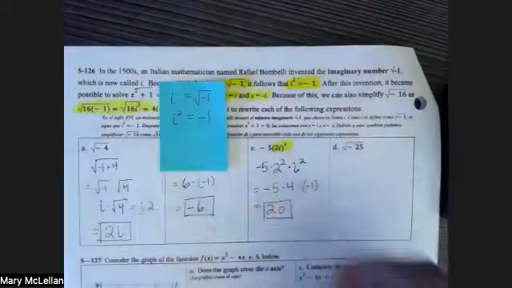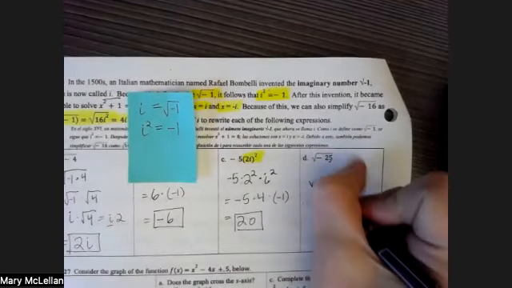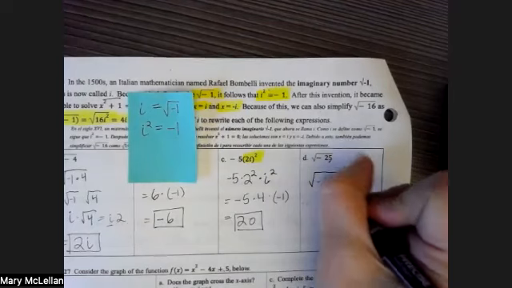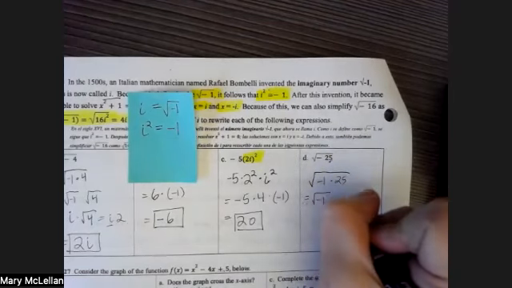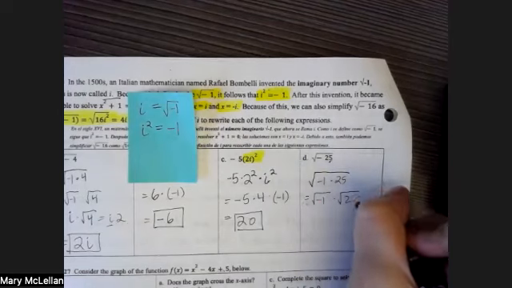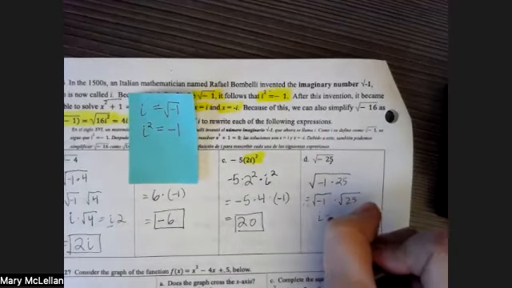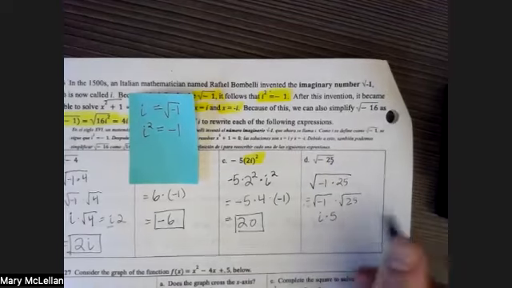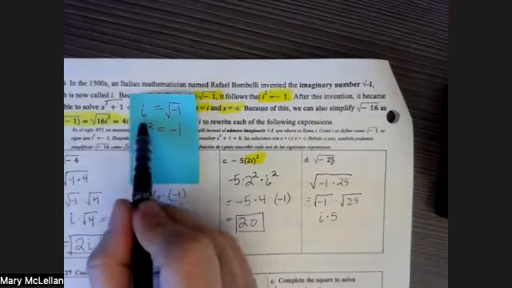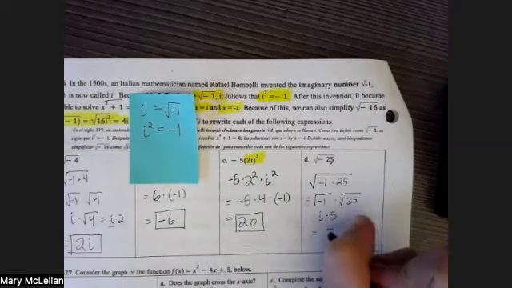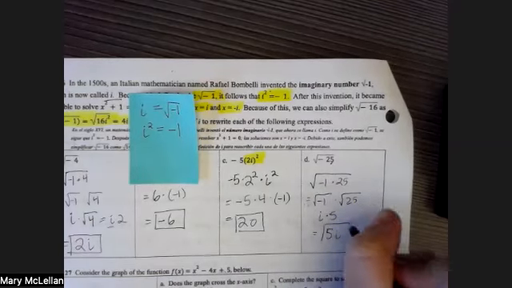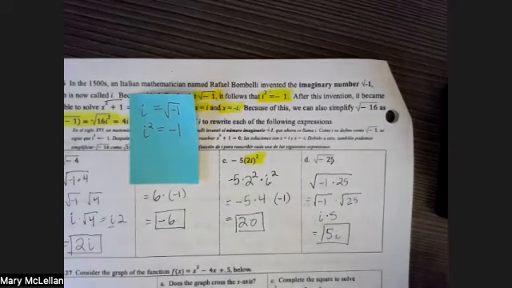Last part in this row, this is the square root of -25. I rewrite that as the square root of -1 times 25, which is the square root of -1 times the square root of 25, which is i times 5. The square root of -1 is i. The square root of 25 is 5. And I rewrite that as 5i because I like it more when the numbers are before the letters.